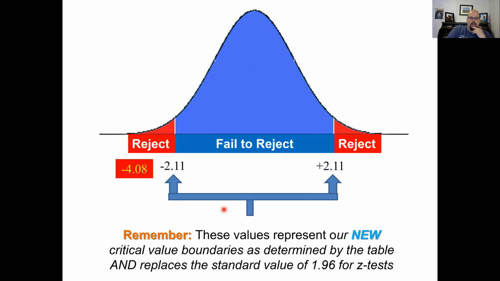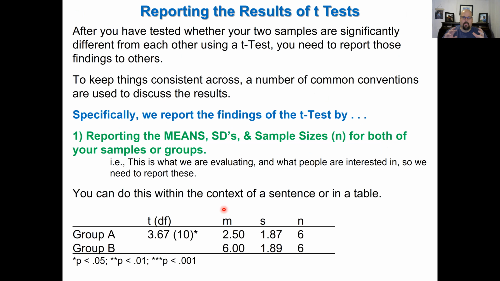So, reporting t-tests. After you have tested whether two samples are significantly different, and we'll get to that near the end, there'll be a lecture part on using SPSS for this. To keep things consistent, we tend to report the findings of the t-test by reporting the means, the standard deviations, and the sample size. And we do that pretty regularly.